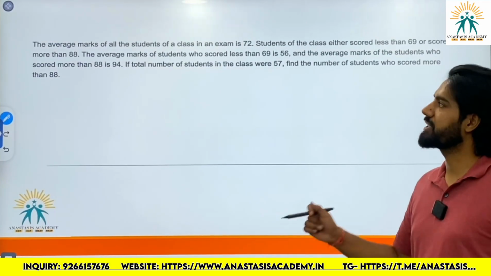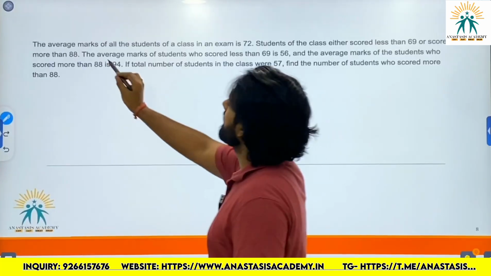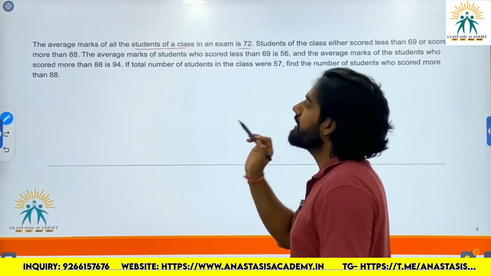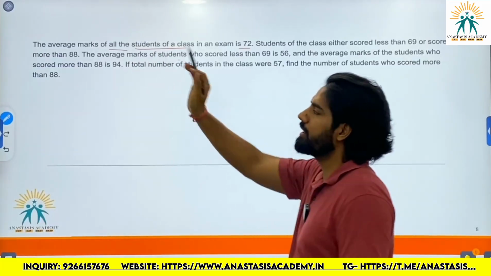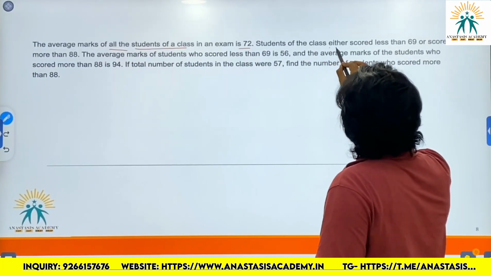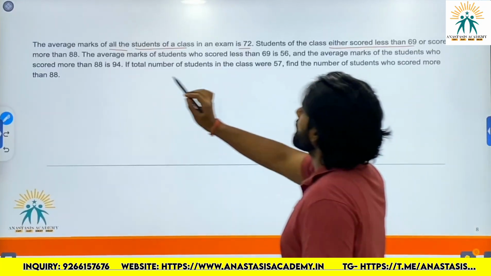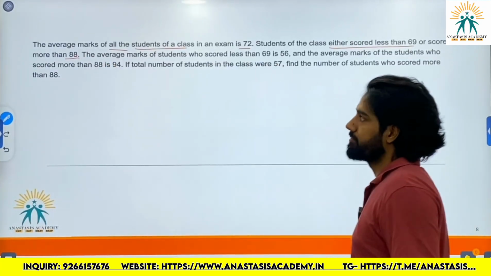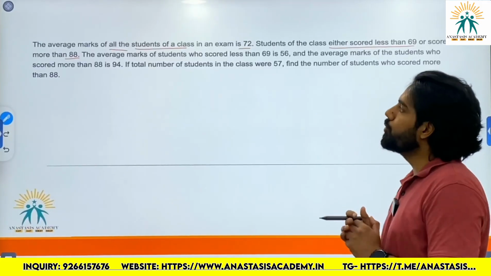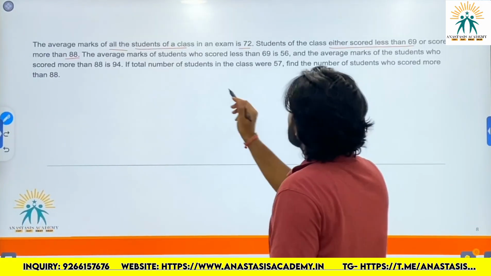Let's solve this question. The average marks of all the students of a class in an exam is 72. This is the average for all the students of a class. Students of the class either scored less than 69 or scored more than 88. So from this line I can say there are only two lots of students in this class.